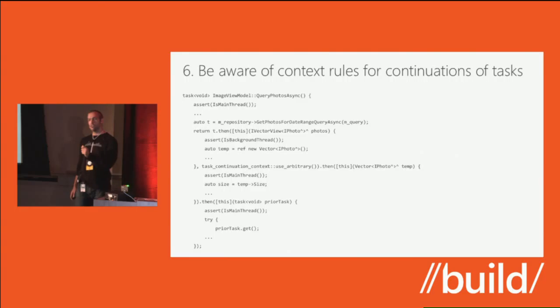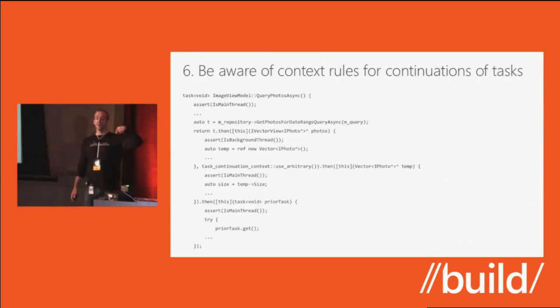But you can change that when you pass a variable to the then statement. You can see where we say task continuation context use arbitrary. We're saying just use any arbitrary thread from the thread pool to run the code in the then statement. It will then run anything back in the background, and we use that assert is background thread to make sure that we actually did that.